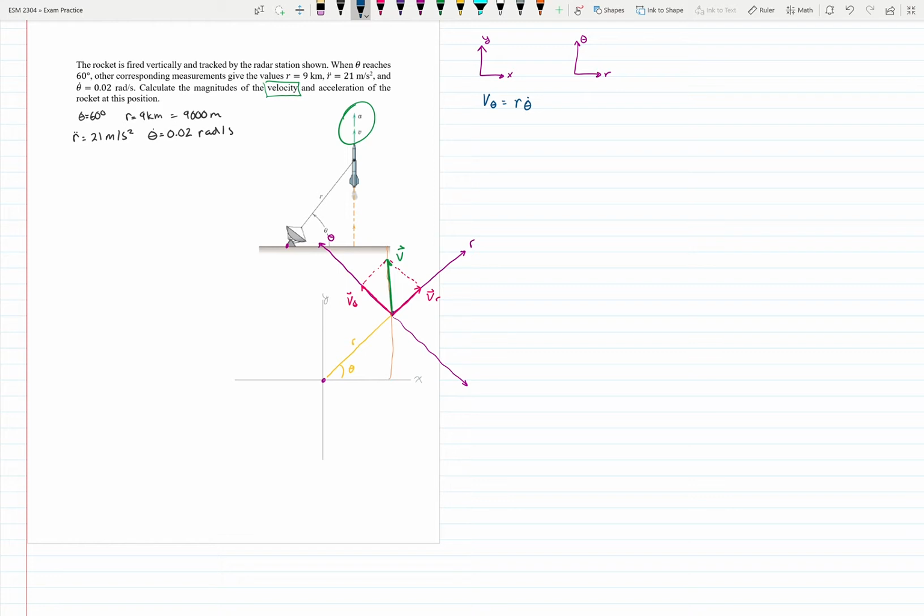Well, we are given theta dot, we are given r, and we can solve for v theta. So we have v theta is equal to r being 9,000 meters, theta dot being 0.02 radians per second, and this ends up being 180 meters per second. Well, what's the relationship between v theta and v? Because we can use that to find our velocity.